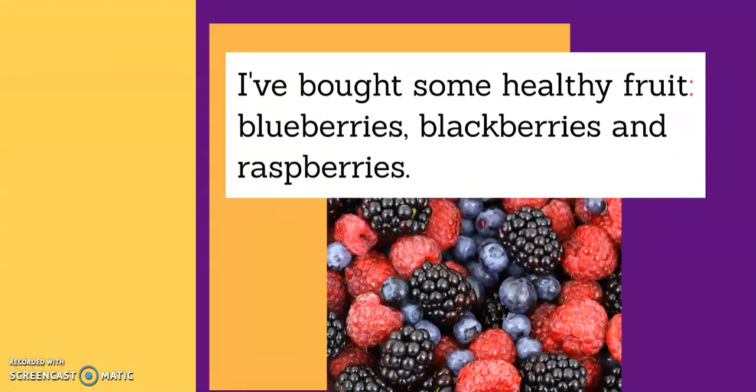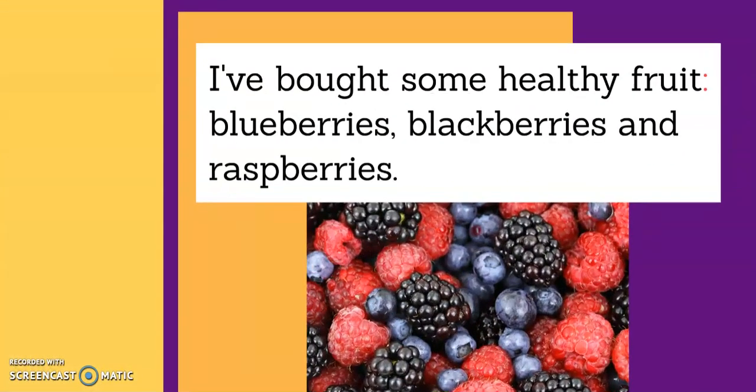This time the listed items are in a sentence. I've bought some healthy fruit: blueberries, blackberries and raspberries. Again, put the colon where we would normally have a full stop, and remember that the first part of the sentence is announcing something important. We don't need to have a semicolon in this sentence because it's a straightforward list and easy to understand.